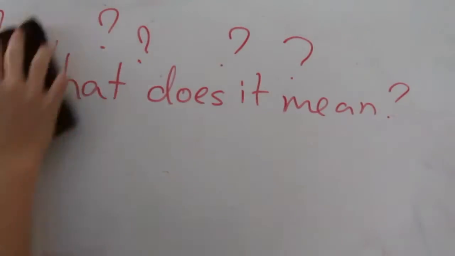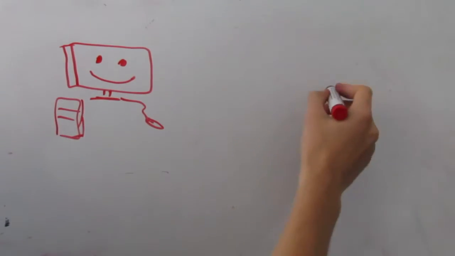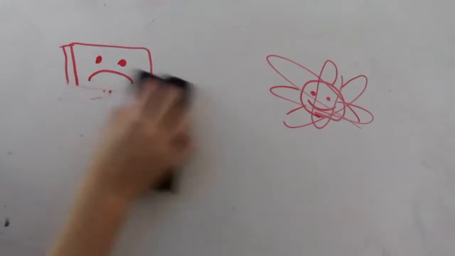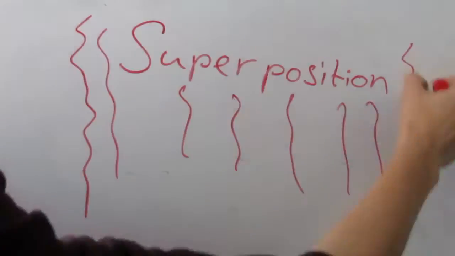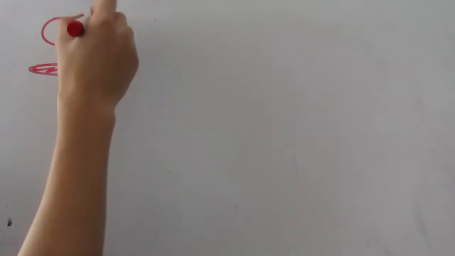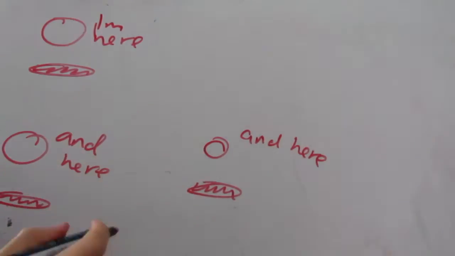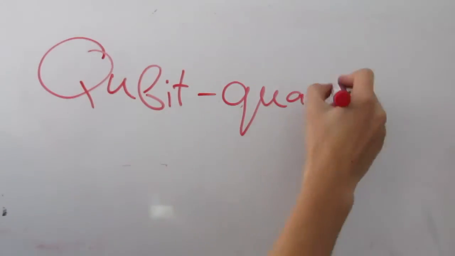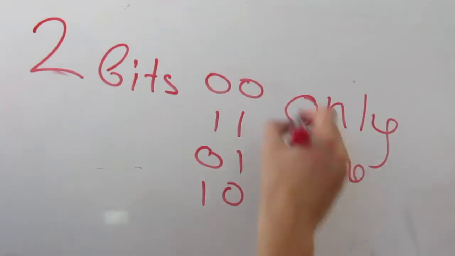Wait, so what do we get from all this weird stuff? This means that we can create a new type of computer with different logic, therefore unaffected by this quantum weirdness. The uncertainty principle helps us to understand superposition. It is when the particle doesn't have a defined position. For example, 2 bits could be in 1 of 4 states at a given moment of time, while 2 qubits could be in any of them at once.